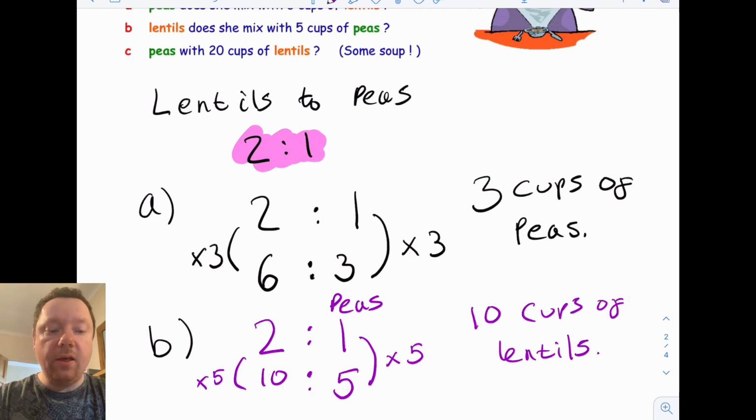I'll leave the last question for you to work out. It says how many peas with 20 cups of lentils. So remember, start with your lentils. Think about what you need to times by to make 20 and times the same for your peas.